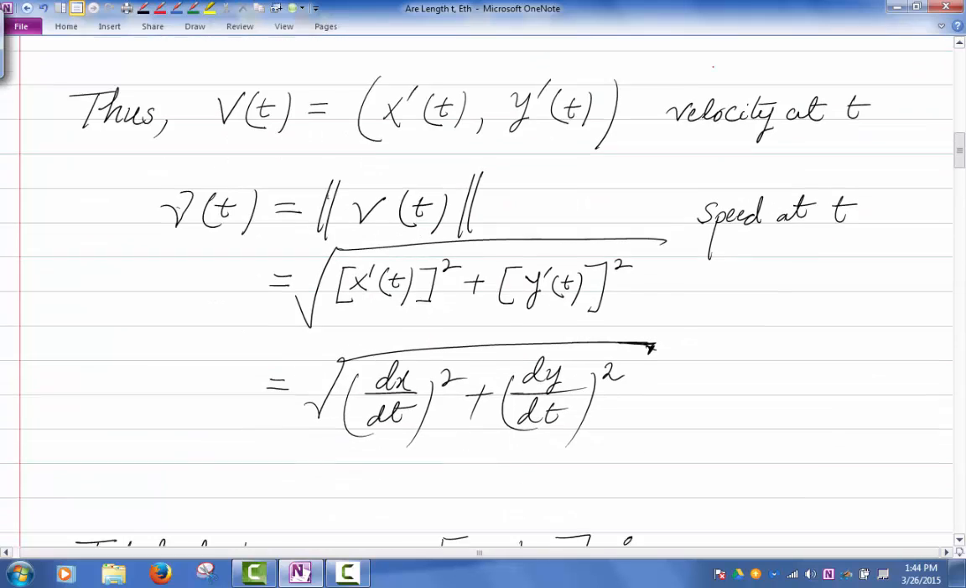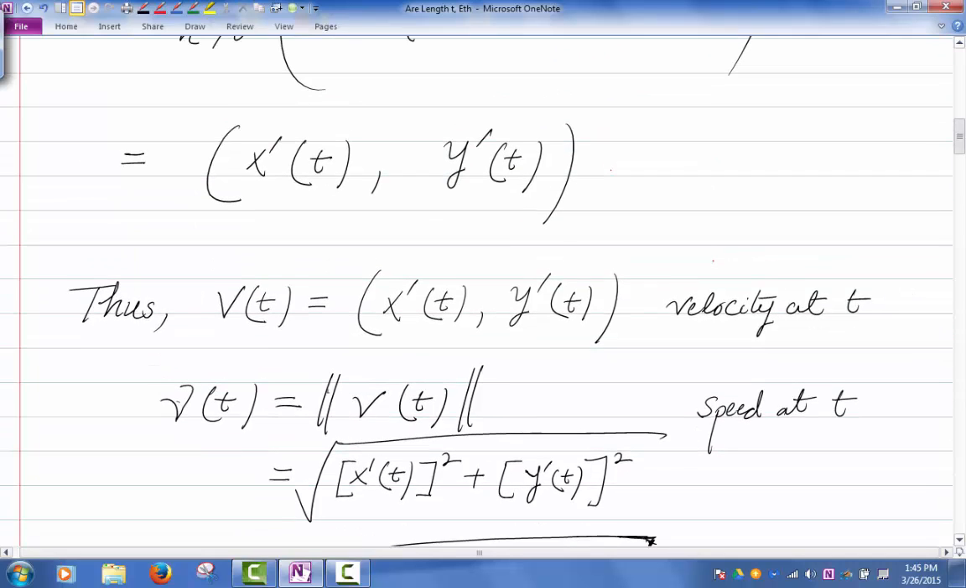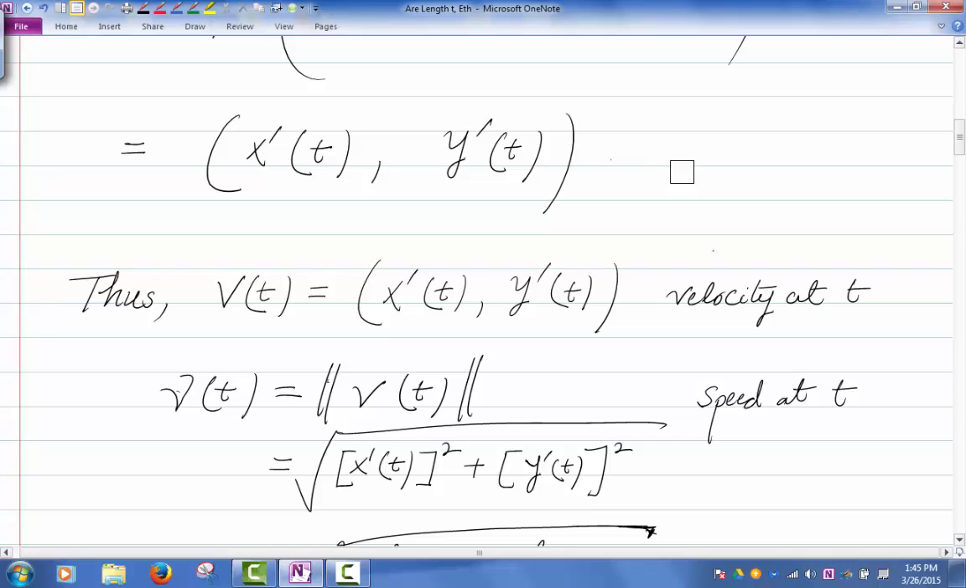Okay, so what have we got? We got that the velocity vector is x prime of t, y prime of t. That's the velocity at time t. Now, does anyone remember what the length of a vector is?